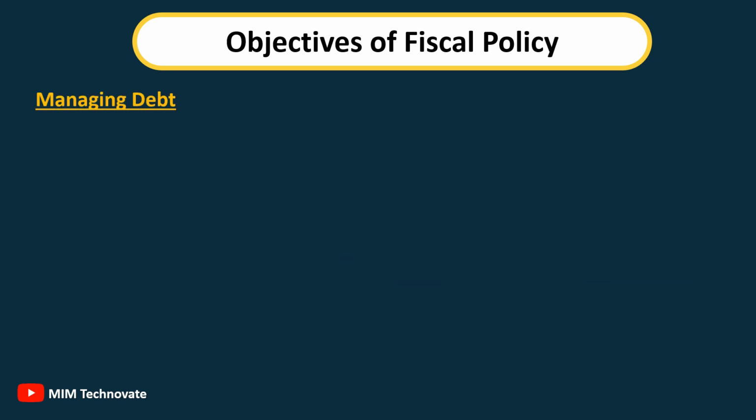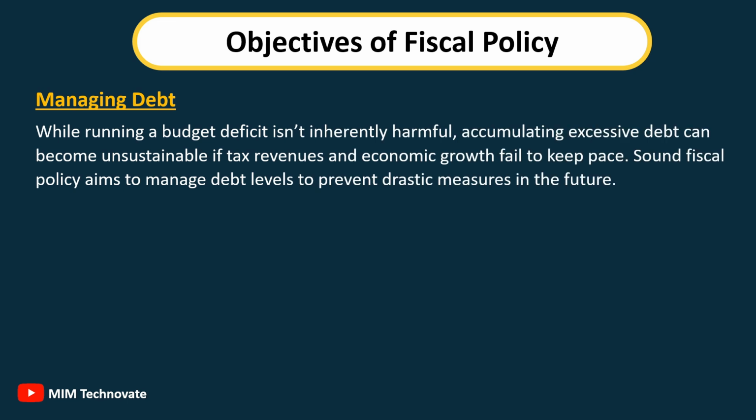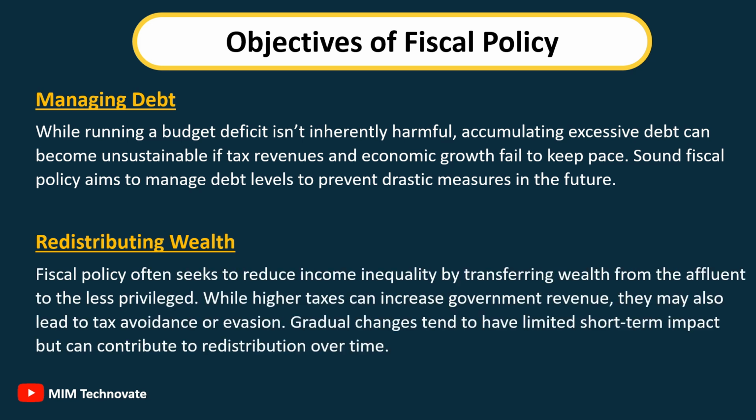Managing debt. While running a budget deficit isn't inherently harmful, accumulating excessive debt can become unsustainable if tax revenues and economic growth fail to keep pace. Sound fiscal policy aims to manage debt levels to prevent drastic measures in the future. Redistributing wealth. Fiscal policy often seeks to reduce income inequality by transferring wealth from the rich to the less privileged. While higher taxes can increase government revenue, they may also lead to tax avoidance or evasion. Gradual changes tend to have limited short-term impact, but can contribute to redistribution over time.